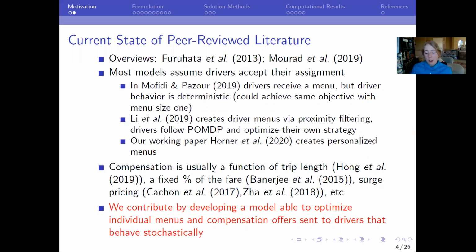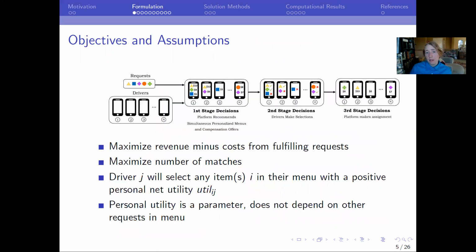So our contribution is a model that can create both personalized menus and personalized compensation offers to drivers who are assumed to make stochastic selections. This graphic shows an overview of the process that we're optimizing. First, the platform sends out a menu to each available driver containing current requests along with a compensation offer. After that, the drivers for each item in their menu will either accept or reject that request. And then after that feedback is received, the platform will send out a final recourse assignment.